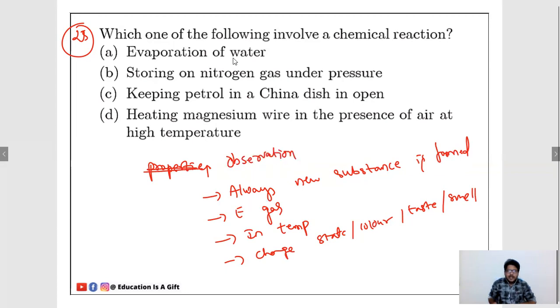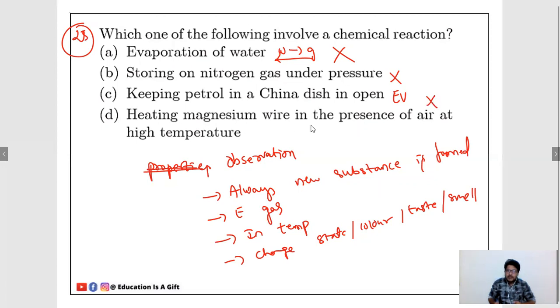Let us apply this. Evaporation of water. Any new substance? No. Water can be converted to gas and gas can be converted to water. This is reversible and this is not a chemical reaction. Storing of nitrogen gas under pressure. If you apply pressure, nitrogen gas can be stored in the form of liquid nitrogen. Again, if you release the pressure, that can be converted into gas. So it is not a chemical reaction because no new substance is formed. Keeping petrol in a China dish in the open. If you keep petrol in a China dish, what will happen? It will evaporate. While evaporation, is any new substance formed? No new substance. No increase in temperature. No evolution of gas. Nothing. So this is also not a chemical reaction.